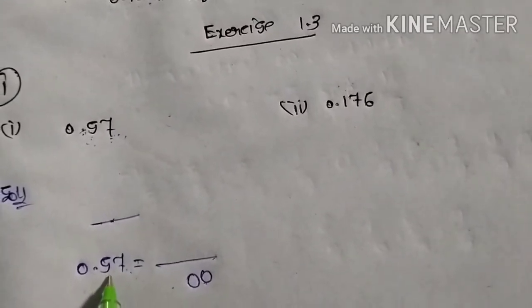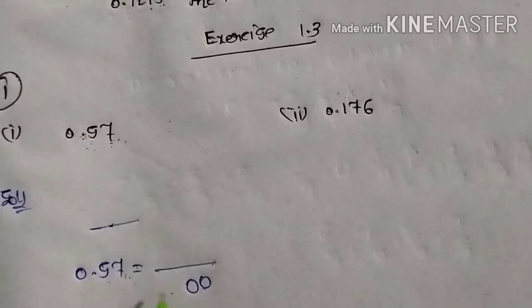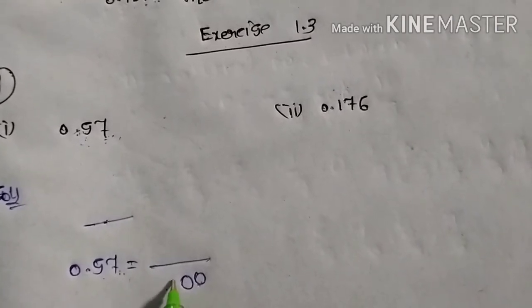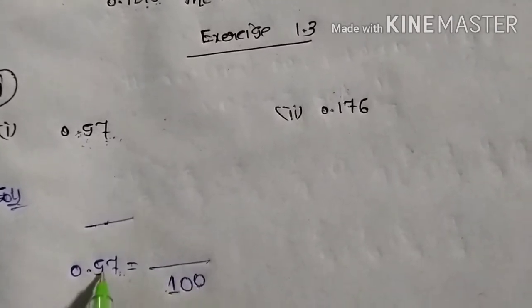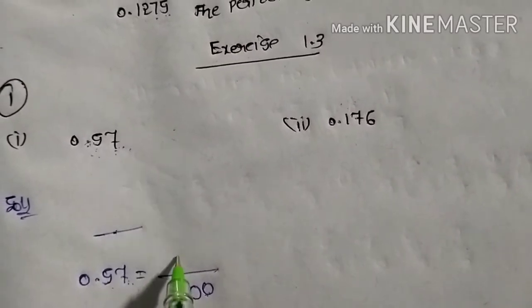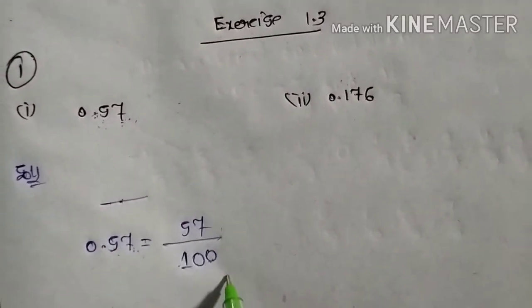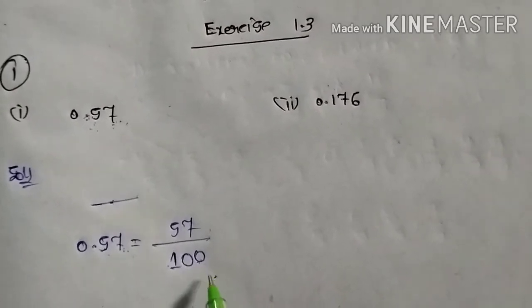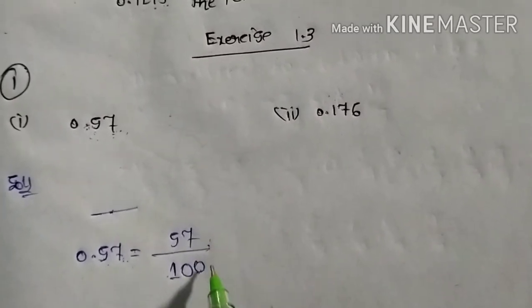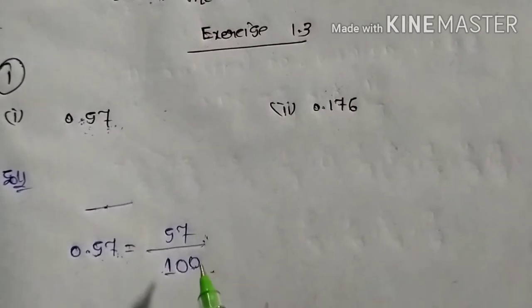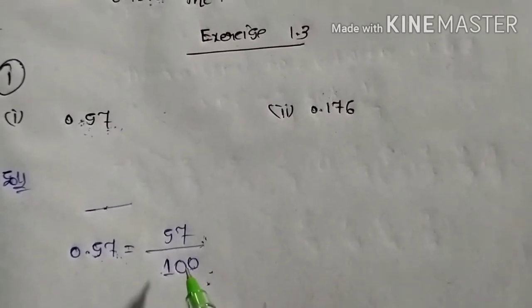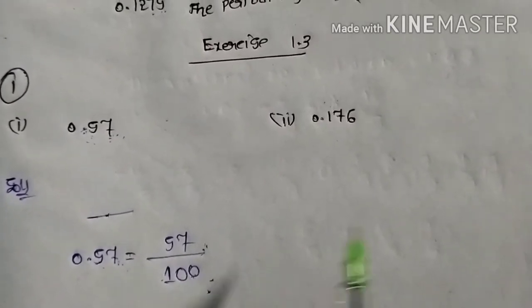Here how many digits? Only 2 zeros. So I am writing 2 zeros annexed by 1. Next you write the remaining number as same, you write here 57. That means your answer is how much? 57 by 100 is your answer. If it is possible you can simplify, but it is already in simplified form. It is not possible to simplify, so you can leave this as your answer.